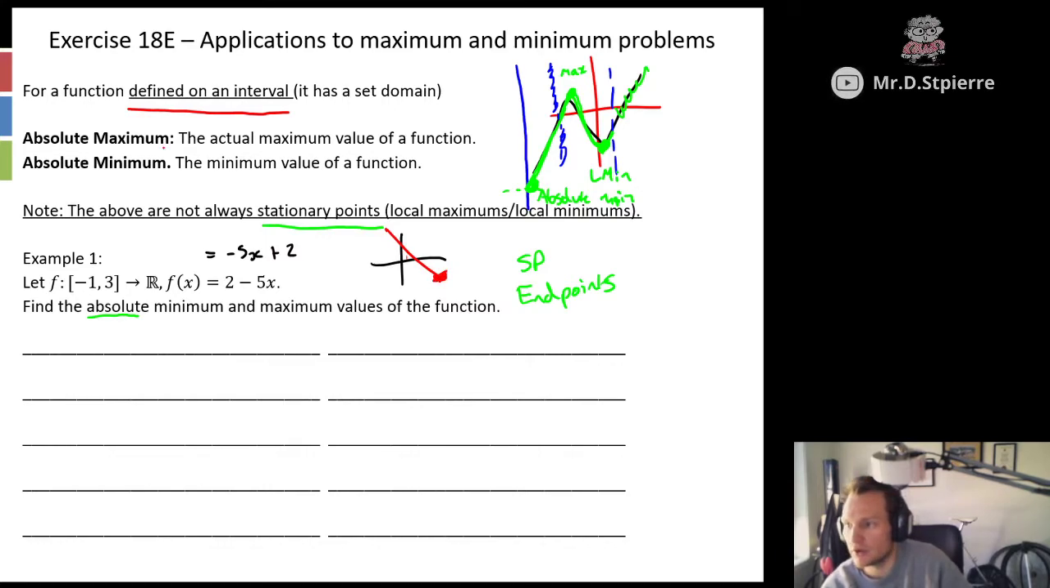Okay, and it's a straight line, so it doesn't matter wherever we pick. If we have a given domain, the highest point is going to be at the left and the lowest point is going to be at the right. So for this one, we don't even need to find the derivative. We can just substitute in.